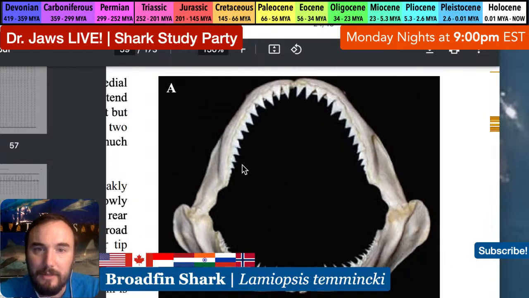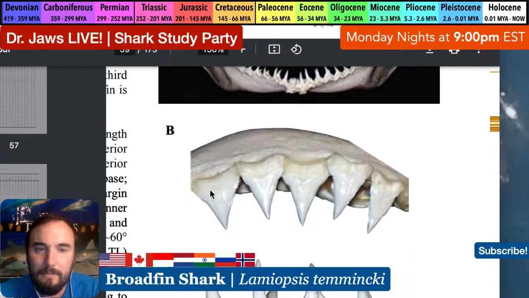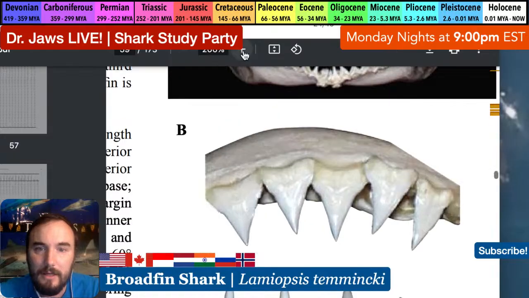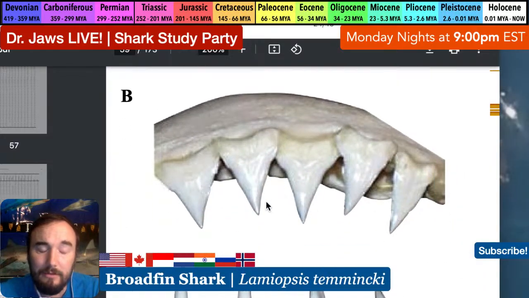So really impressive dentition here, similar to the Broadfin shark. Very large, triangular shaped upper teeth, and very long, narrow lower teeth. Really lovely view of the jaws as well. Nice close up. Great mineralization of the teeth. They almost have like a bluish sheen here, so they're actually really pretty.